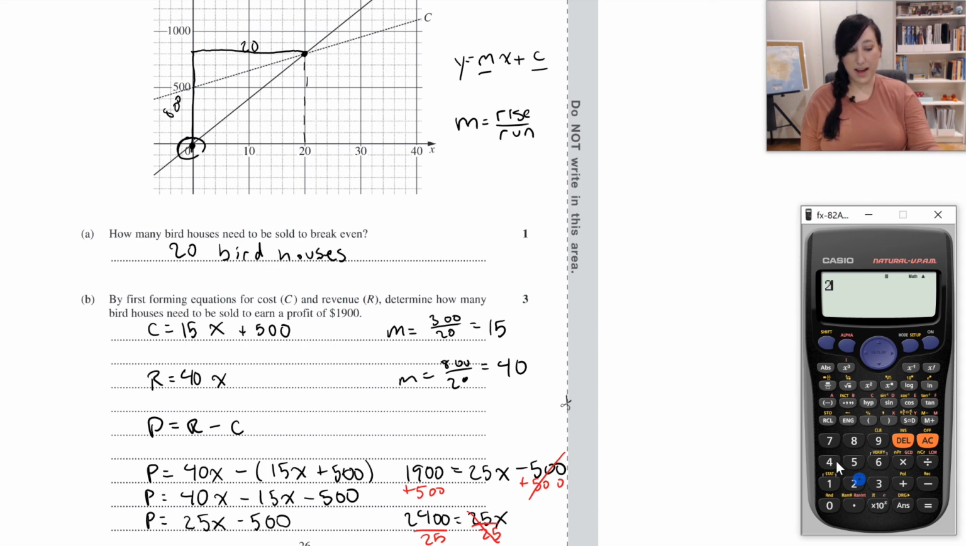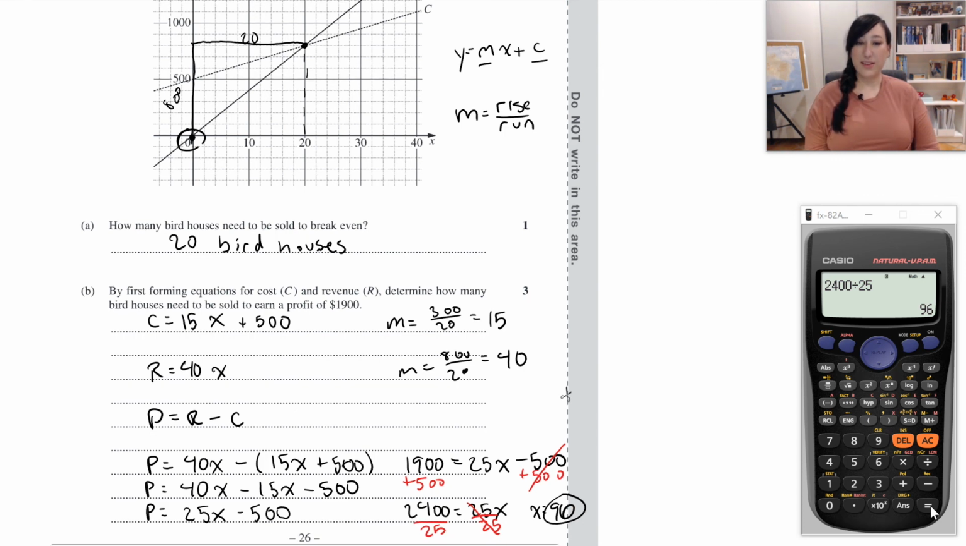On the calculator, I can do 2,400 divided by 25 to find that x equals 96. So that means that if we sell 96 birdhouses, that we'll have a profit of 1,900. So 96 is the answer. So we'll take a break and stop there, and in the next video, we'll pick up with question 37.